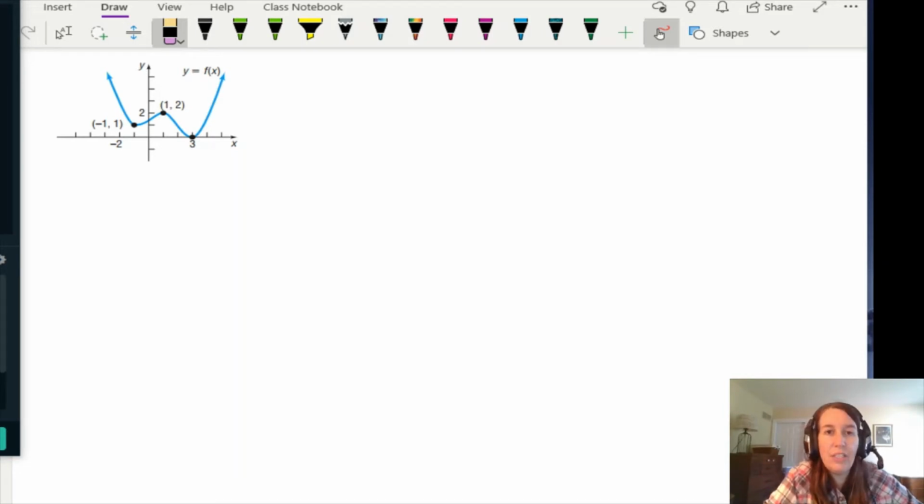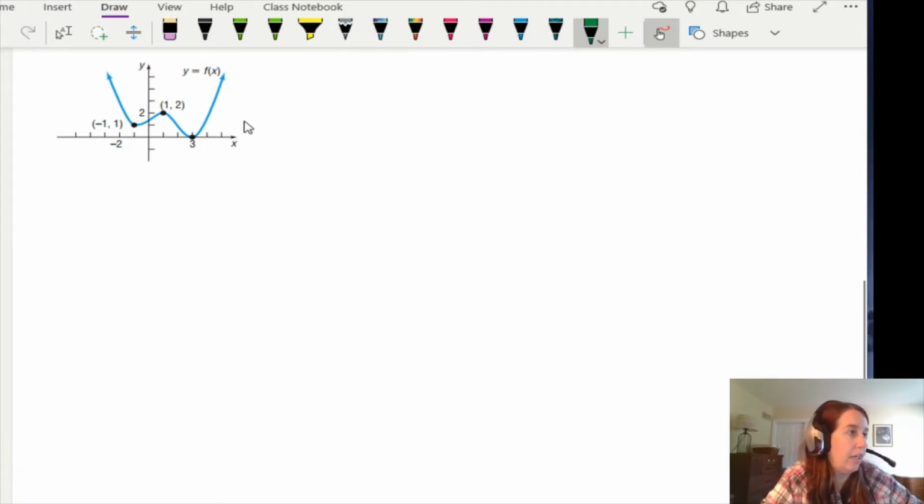Let's do another example of the properties of a function from a graph. So here is a graph for you, and you can just copy down that graph. The ends go to infinity, so those are arrows, and then it does go through these 3 points that are given: (-1, 1), (1, 2), and (3, 0). I'm going to write that one out, (3, 0).